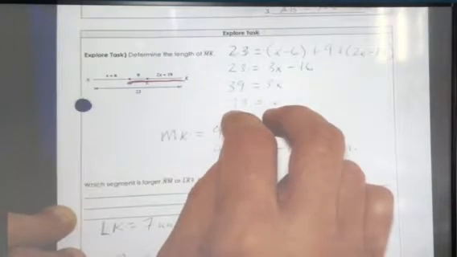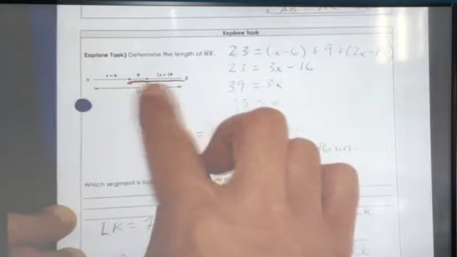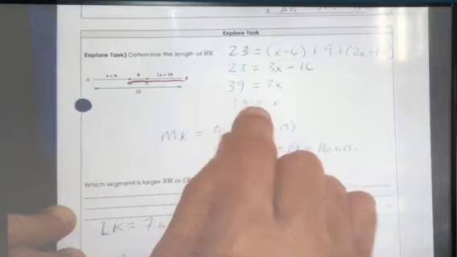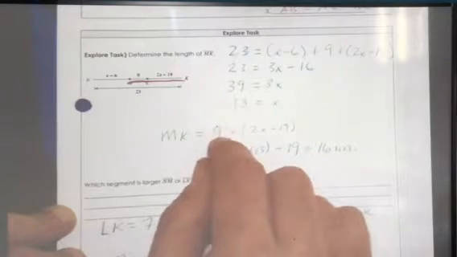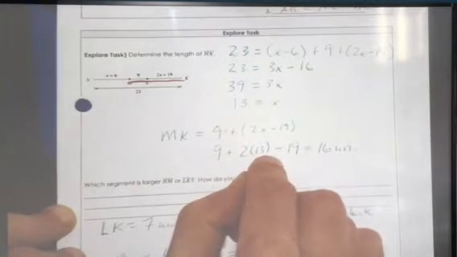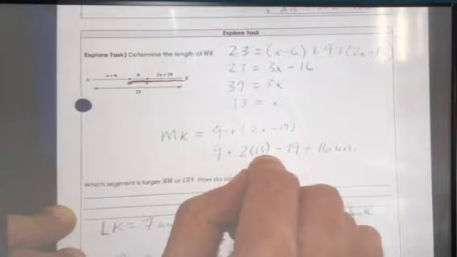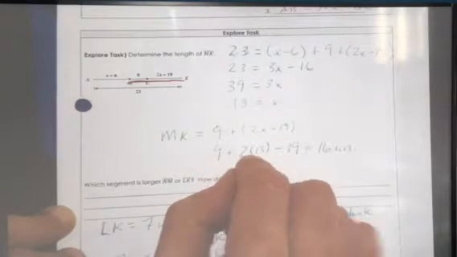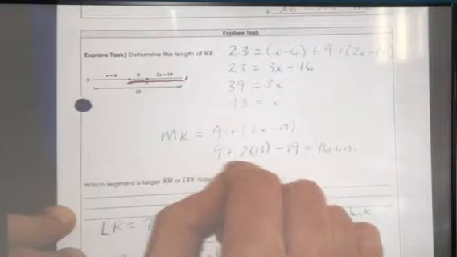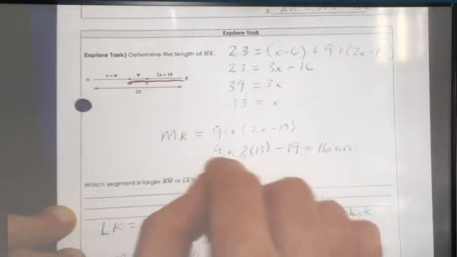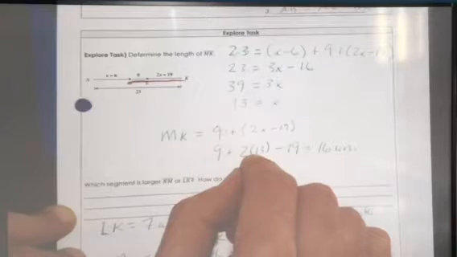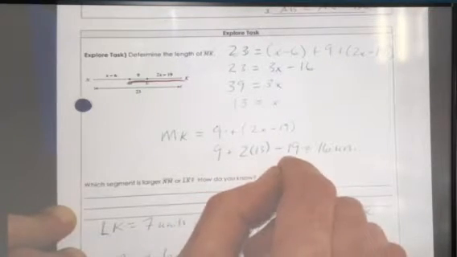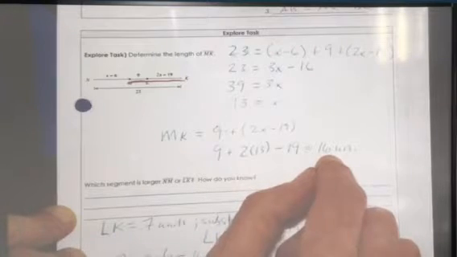Now that you know that x is 13, you can figure out what MK is by substituting x into your equation for MK, and that's here. So we have 9 plus 2 times 13, so that's 9 plus 26. 9 plus 26 is 35, and then 35 minus 19 equals 16 units.